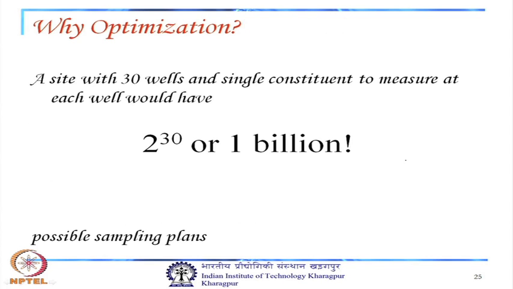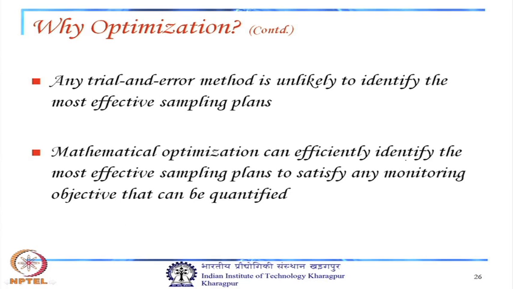So, a site with 30 wells and a single chemical constituent to measure at each well would have 2 to the power 30, or 1 billion, possible sampling plans, either 0 or 1. Either 0 or 1, whether to monitor or not to monitor, that way we have 2 to the power 30 solutions. So, any trial and error method is unlikely to identify the most effective sampling plan. So, mathematical optimization can effectively identify the most effective sampling plans to satisfy any monitoring objective that can be quantified.